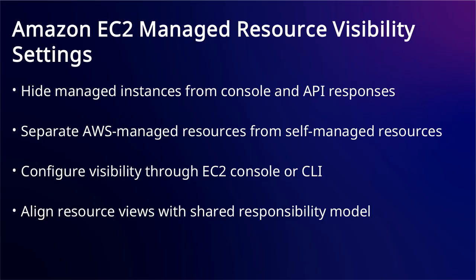With Managed Resource Visibility settings, you can now control whether these AWS managed resources appear in your console and API operations. New managed resources are hidden by default from Describe API responses and console views, helping you focus on the resources you actually manage. You can separate AWS managed resources from self-managed resources to better understand your infrastructure. You configure visibility through the EC2 console or AWS CLI based on your operational needs. This alignment with the shared responsibility model clarifies which resources AWS manages and which you manage, reducing clutter in your resource views and API responses.